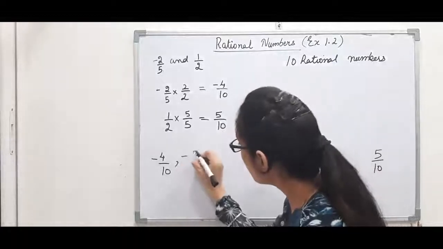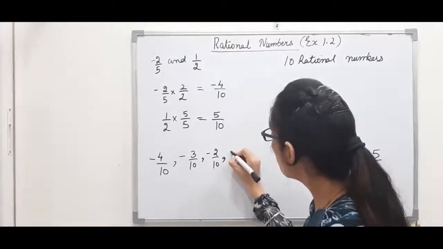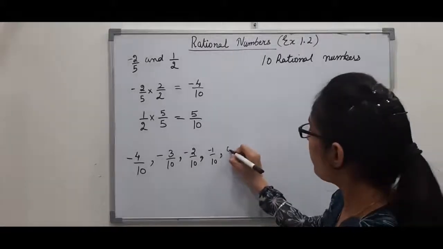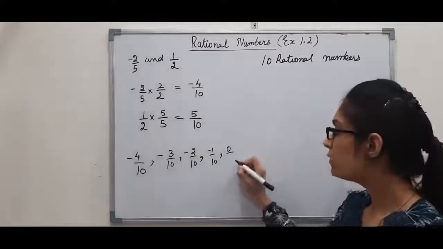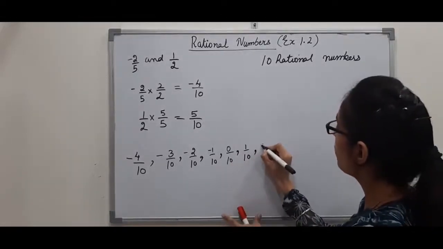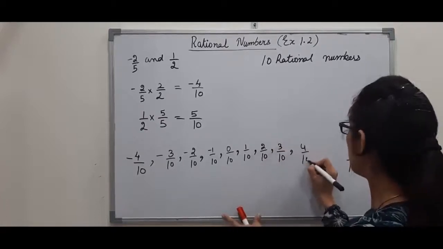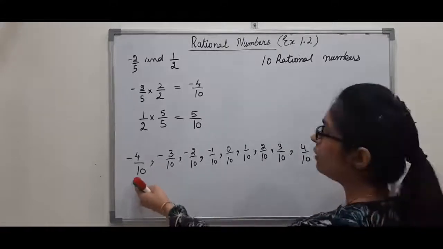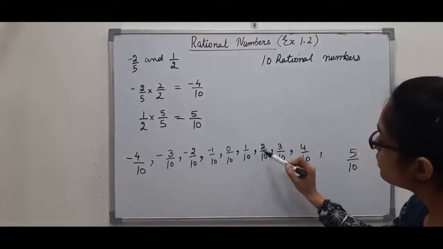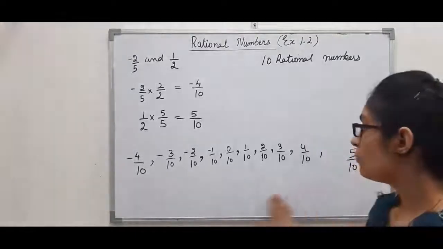So here it will be minus 3 by 10, minus 2 by 10, minus 1 by 10. If you want, you can write 0 by 10 also, because 0 is also a rational number. Then I can write 1 by 10, 2 by 10, 3 by 10 and 4 by 10. Since I have to find numbers between, let's count it. 1, 2, 3, 4, 5, 6, 7, 8. No, only 8 numbers I can see which can be written between these two numbers.